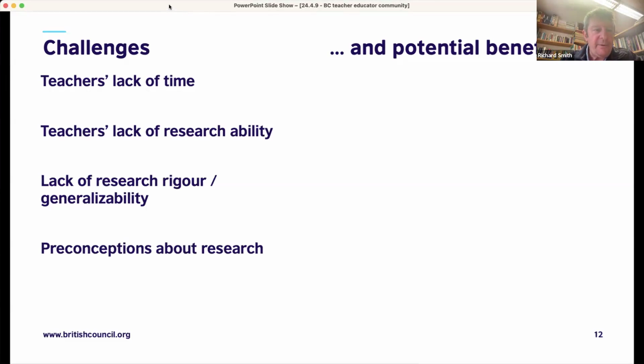And we also have to deal with teachers' own preconceptions about what research is. They often come to these projects with conceptions that they have to do a project which is rather like their dissertation when they were leaving university. But I think we have to think of a different approach.